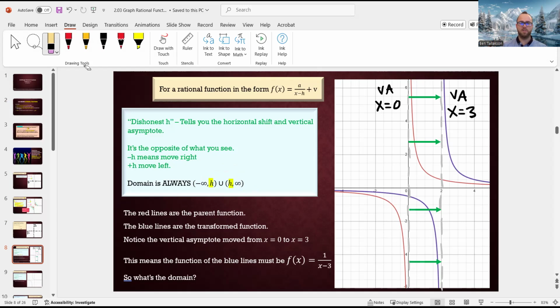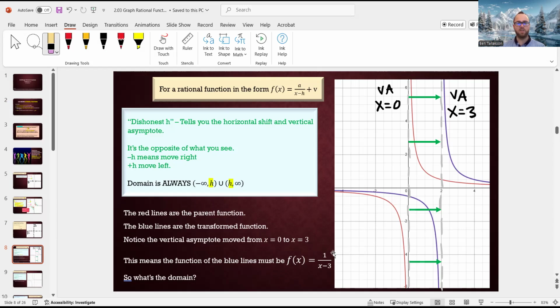Now, let's just look at everything that's happening. The red lines, like I mentioned, are the parent function. The blue lines are the transformed function. Notice the vertical asymptote moved from x equals 0, which we see here, to the right, over to x equals 3. So this means the function of these blue lines must be f of x equals 1 over x minus 3.